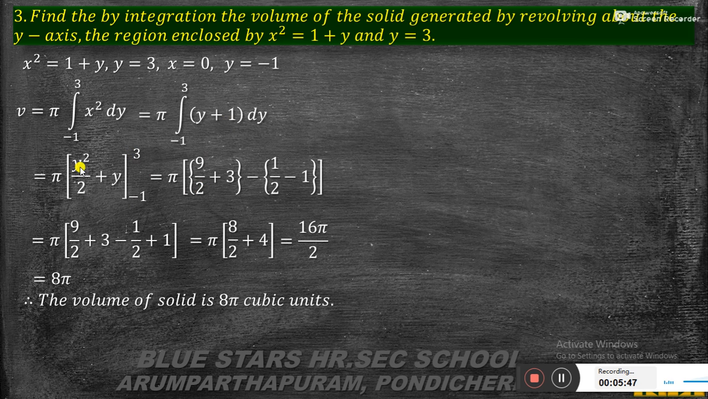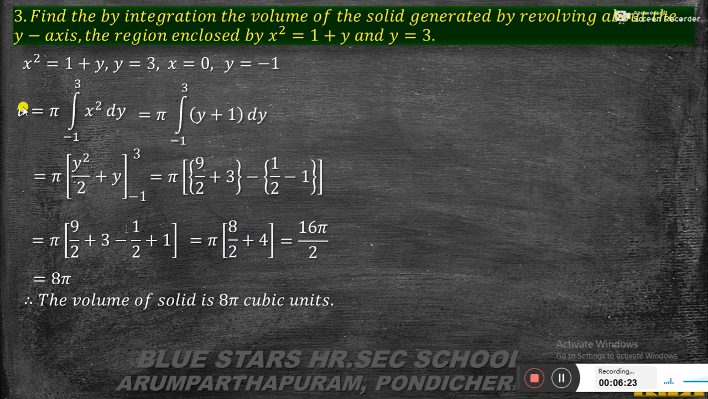Therefore, pi into, you substitute the upper limit: y square means 3 square, 9 by 2, plus 3, minus, you substitute the lower limit: minus 1 whole square means 1 by 2, minus 1. So the next step: 9 by 2 plus 3 minus 1 by 2 minus into minus plus 1. So equal to pi into, you substitute: 9 by 2 minus 1 by 2 is 8 by 2, and 3 plus 1 is 4. So the next step: 8 by 2 plus 4 means 4 twos are 8, 8 plus 8 is 16, 16 pi by 2, which means 8 pi. Therefore, the volume of the solid is 8 pi cubic units.